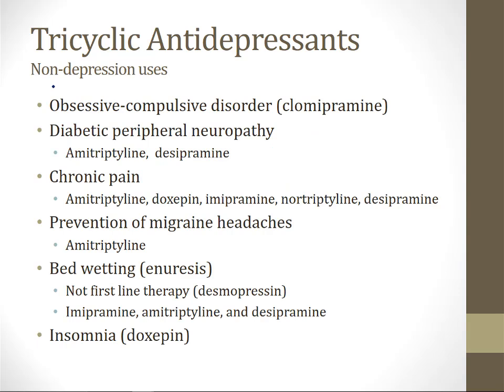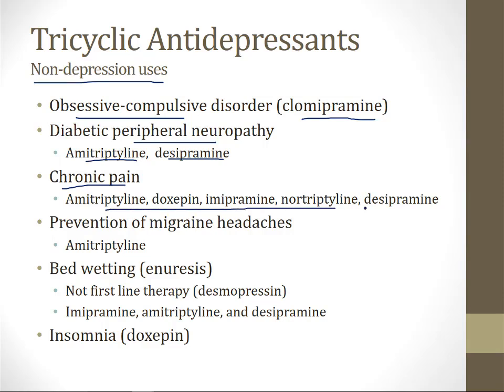Now, as I told you before, tricyclic antidepressants are rarely used in the modern era to treat depression, but they do have a number of non-depression uses that you may still see clinically. Clomipramine is a tricyclic antidepressant that is sometimes used to treat obsessive-compulsive disorder. There are two tricyclics, amitriptyline and desipramine, which can be used to treat diabetic peripheral neuropathy. Patients who have chronic pain syndrome sometimes see improvement of their functioning and overall pain level with a number of tricyclic antidepressants. All the ones I've listed here on the slide can potentially be used.